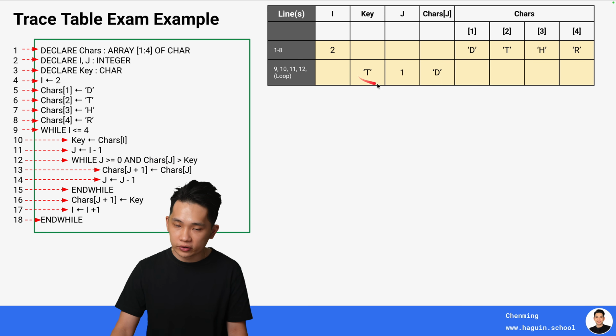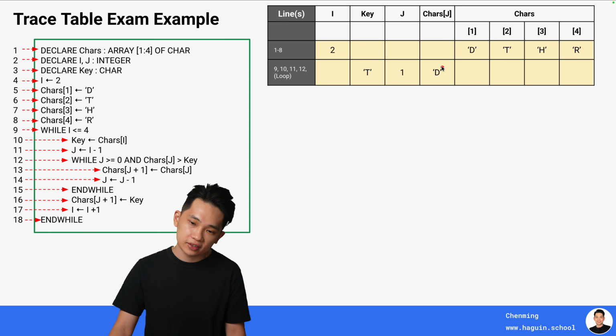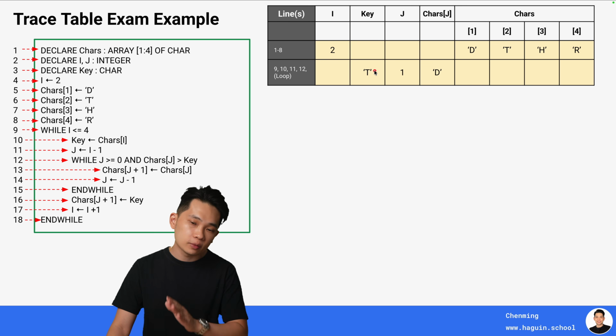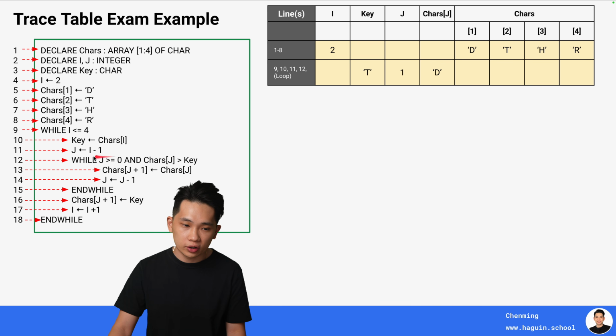For this comparison, we are comparing in terms of alphabetical order. So does d come after t? No. Therefore d is actually less than t because d is before t. Therefore, it doesn't fulfill this condition. It does fulfill this one, j more than or equal to 0, but it doesn't fulfill this one. Therefore, we will exit the loop, meaning that we will go through 9, 10, 11, 12, but we won't be doing 13 and 14. We are doing 15, we're just going to end while, and then we will go to 16.